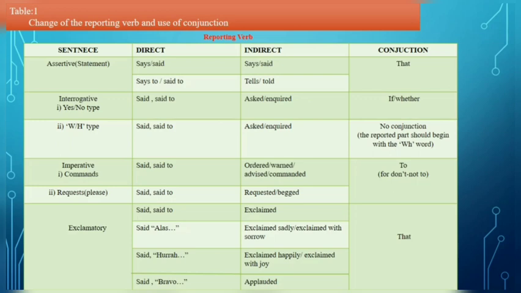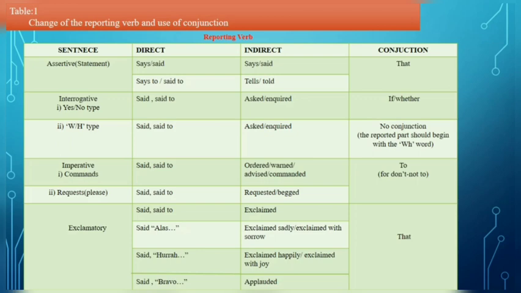Interrogative, yes or no type: said to in direct speech changes into ask or inquire, and the conjunction is if or whether. WH type: said to in the reporting verb changes into ask or inquire. In the conjunction, there is no conjunction, but the reported part should begin with the WH word. And next one, imperative sentence. Imperative sentence: commands.